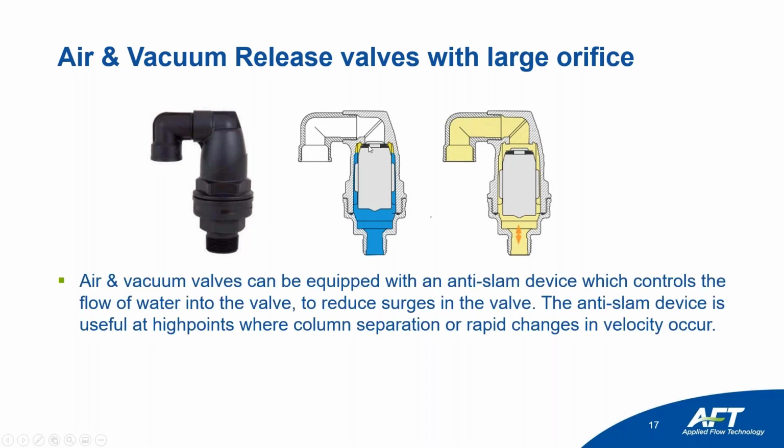As we will see in the model that we will be working with, air vacuum valves can be equipped with anti-slam devices which control the flow of water into the valve to reduce the surges in the valve. The anti-slam device is useful at high points when column separation or rapid changes in velocity occur. It's the same thing when you have check valves. If it slams closed or open, it creates spikes of pressure that make the surge problems worse. So, the same as check valves, you can request air vacuum relief valves with an anti-slam device to reduce the surge problems created by the slam of the floating device when it closes too fast or opens too fast.